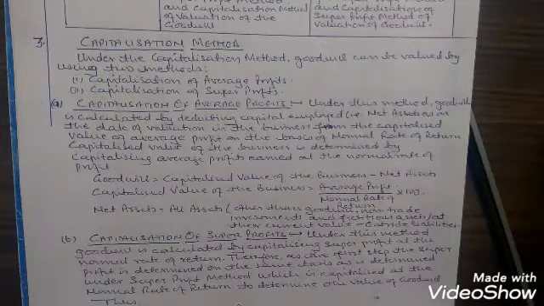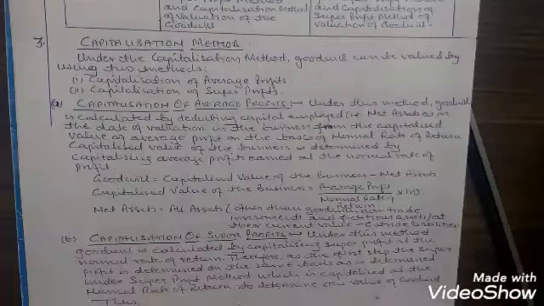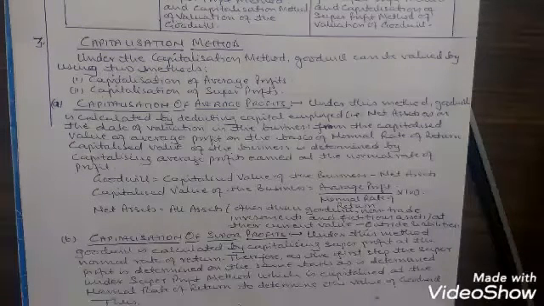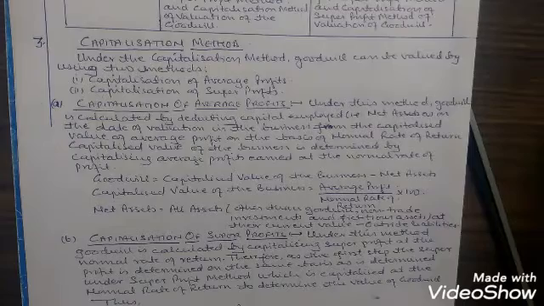Capitalized value of the business is determined by capitalizing average profit earned at the normal rate of return. Therefore, goodwill by this method is equal to capitalized value of the business minus net assets, and the capitalized value of the business is calculated by the formula average profit upon normal rate of return into 100. Net assets is equal to all assets other than goodwill, non-trade investments and fictitious assets at their current value, minus outside liabilities.